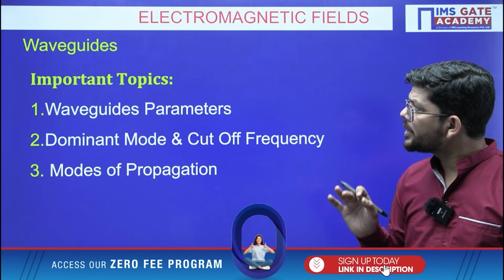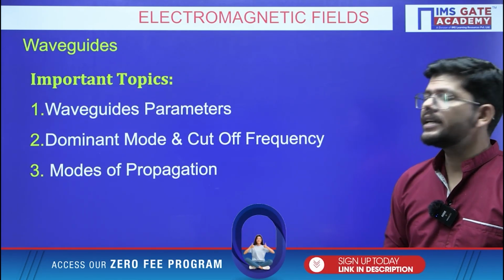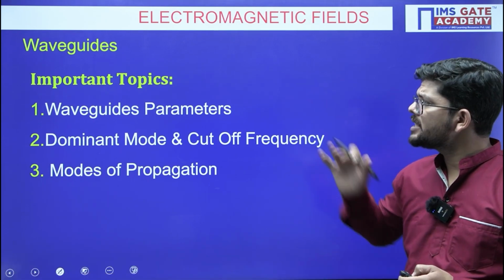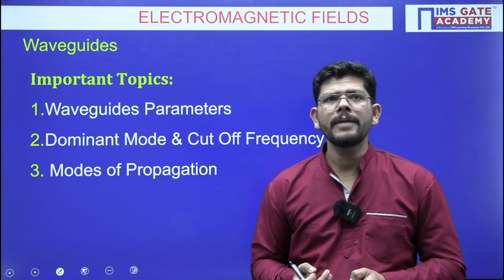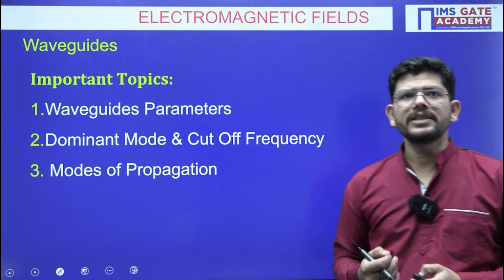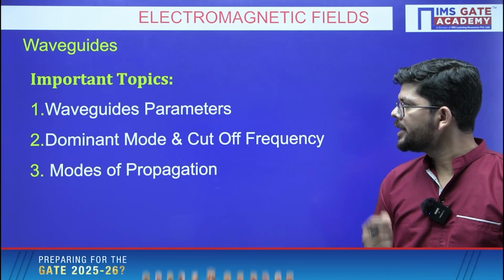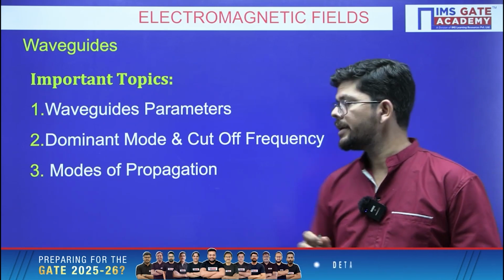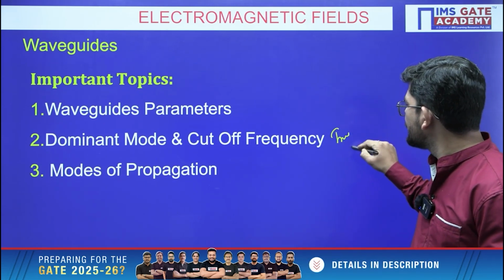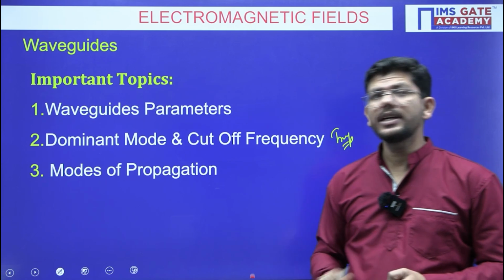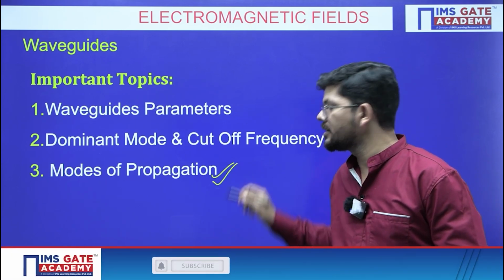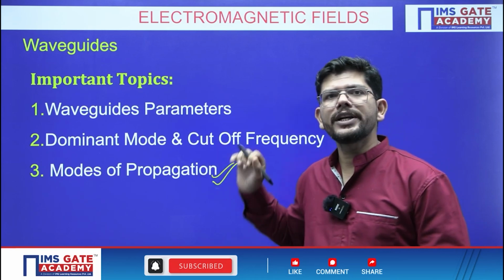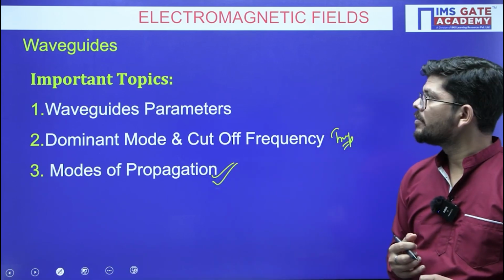Then the next important chapter is waveguide, and under waveguide you will be studying waveguide parameters, okay. For the rectangular waveguide, you will be covering the dominant modes and how to calculate the cutoff frequency, very important, okay. The formula of cutoff frequency is very important. Different modes of propagation, very, very important, okay. So these are the important topics that you should be covering under waveguides.